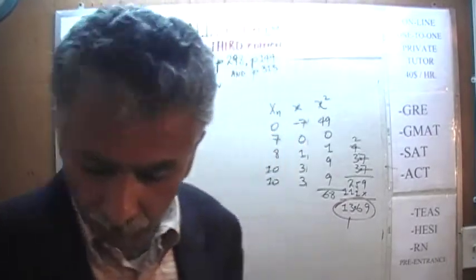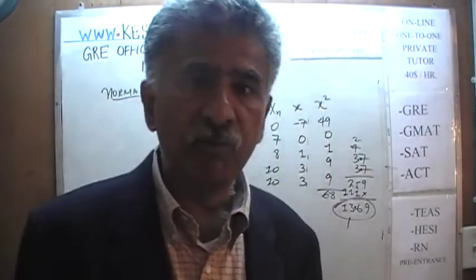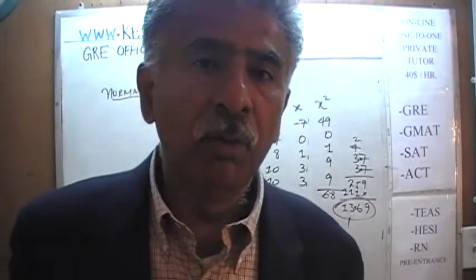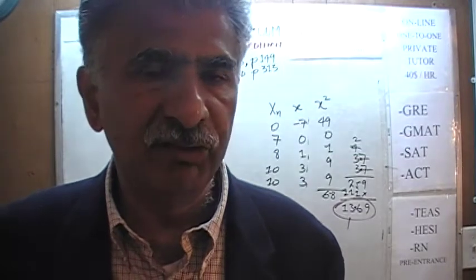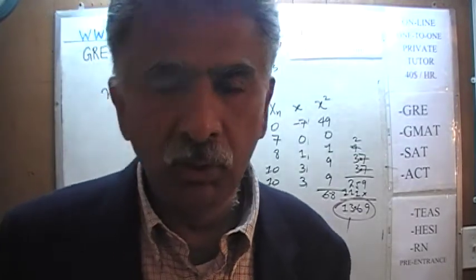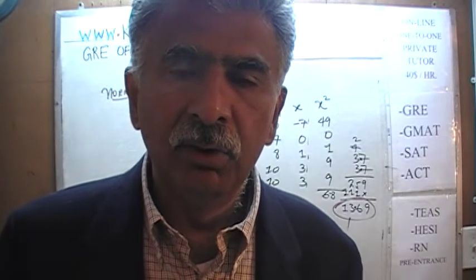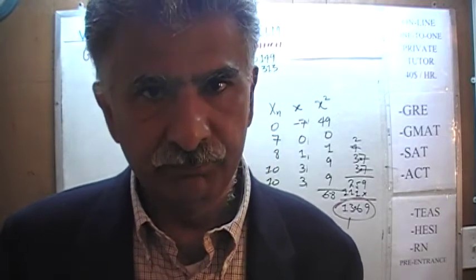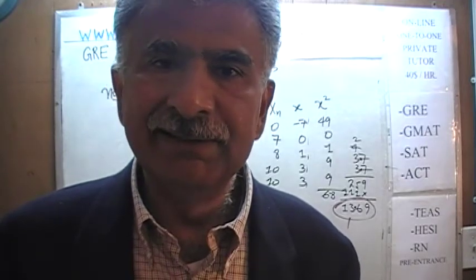So let's get going. What is a normal distribution? The simple, straightforward answer to that question is, a normal distribution is a natural phenomenon. It is something that we observe in nature. This is how the universe was created. You understand? This is how the universe was created. This is how it is.